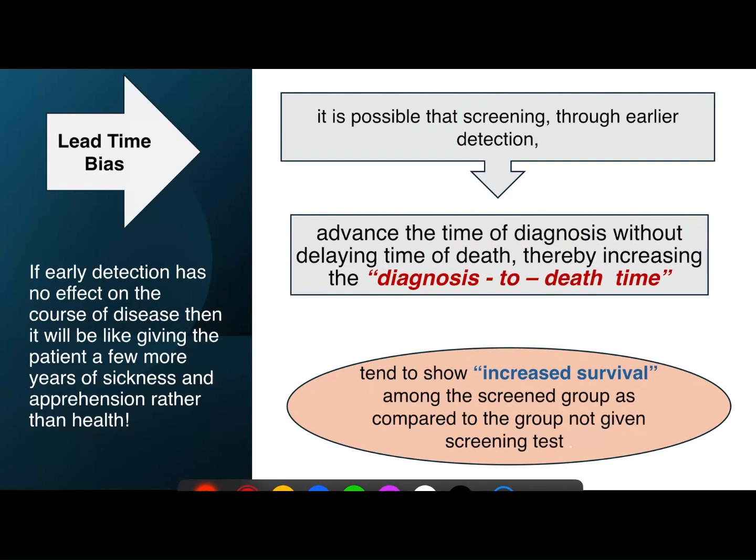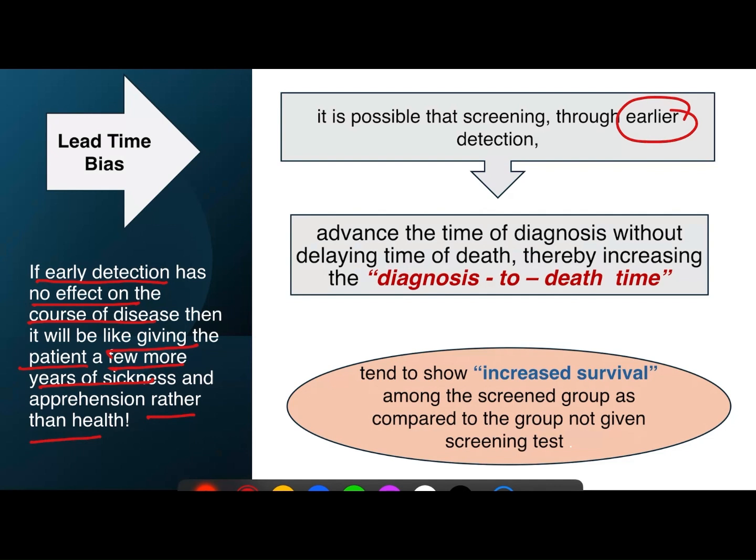Now comes the lead time bias. So sometimes what happens, the early detection has no effect on the course of the disease. So although we have detected the disease early, we are not able to provide an effective treatment to the patient. So what will happen? It will be giving the patient a few more years of sickness and apprehension rather than health. So detected the disease earlier.